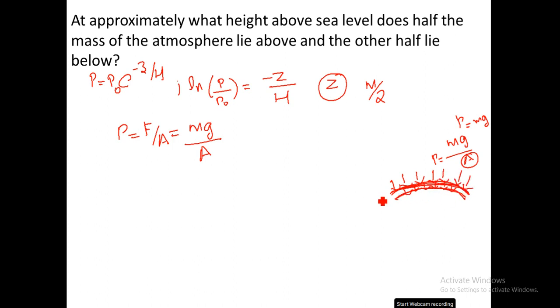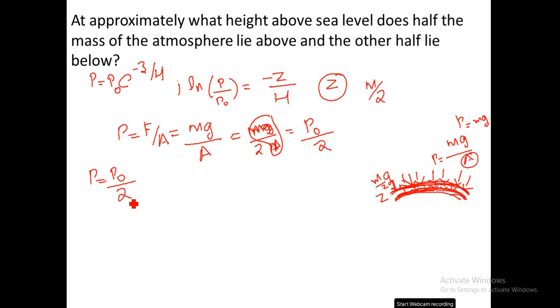So what is the condition? At height Z, the mass will be m by 2. So the force will be mg by 2, and pressure is mg by 2 into a. If m is the total mass of the atmosphere, mg by a is the pressure at the surface of the earth, which is given by P0. So the pressure here will be surface pressure P0 by 2. Okay, I hope you got it.